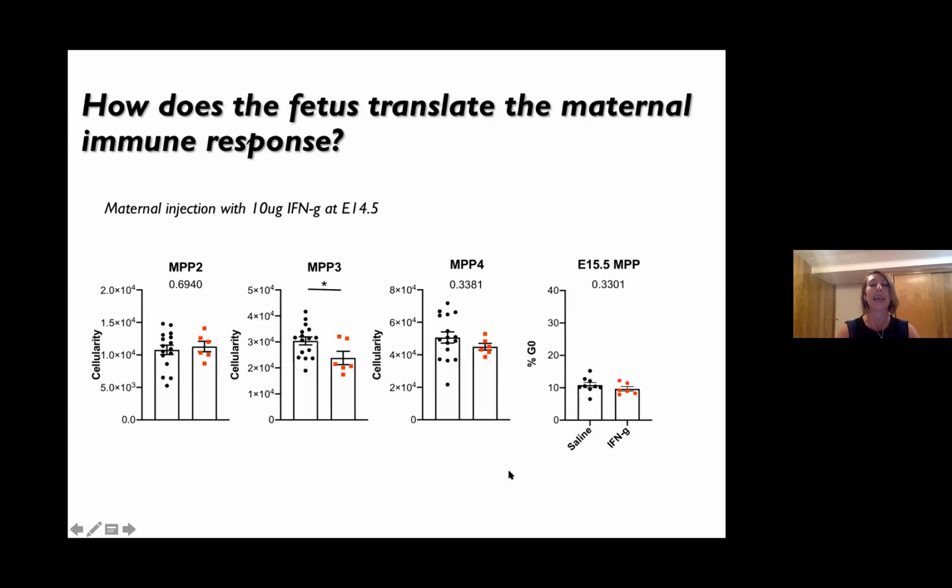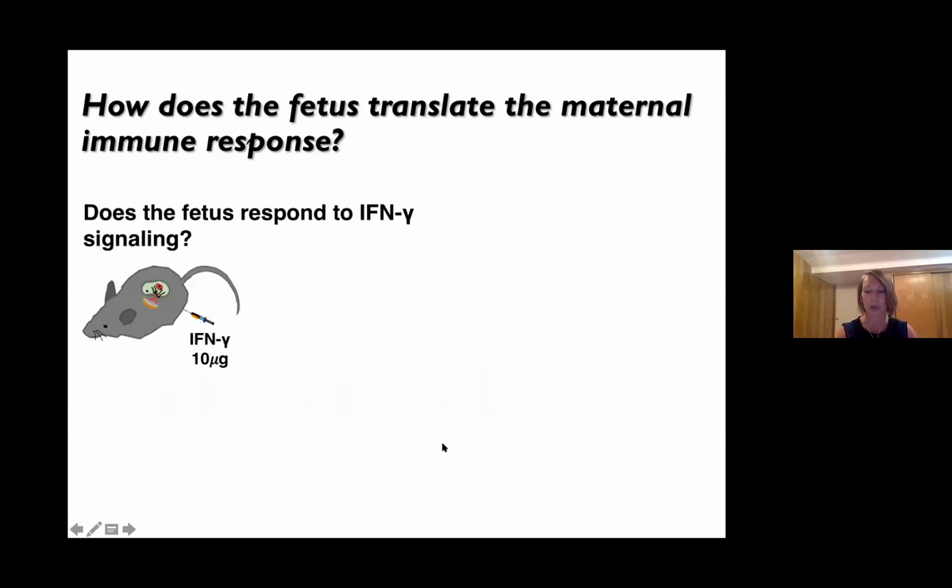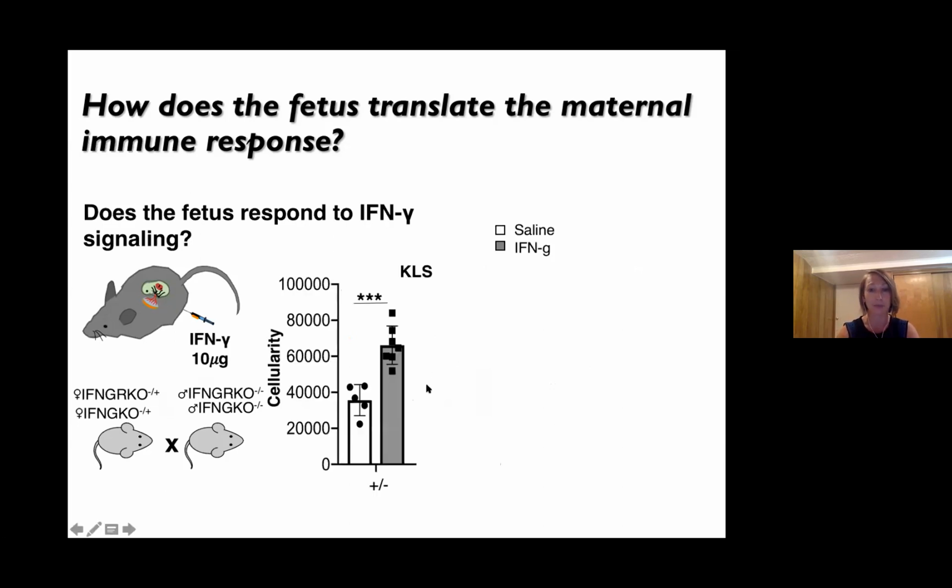So again, this suggests to us that any changes downstream are really being driven by a direct response of HSCs to interferon gamma. And so we wanted to test whether the HSCs themselves were specifically responsible. And so we performed experiments where we injected interferon gamma into combinatorial matings of our interferon gamma receptor knockout mice, so we could compare fetuses that have the interferon gamma receptor to fetuses that don't.